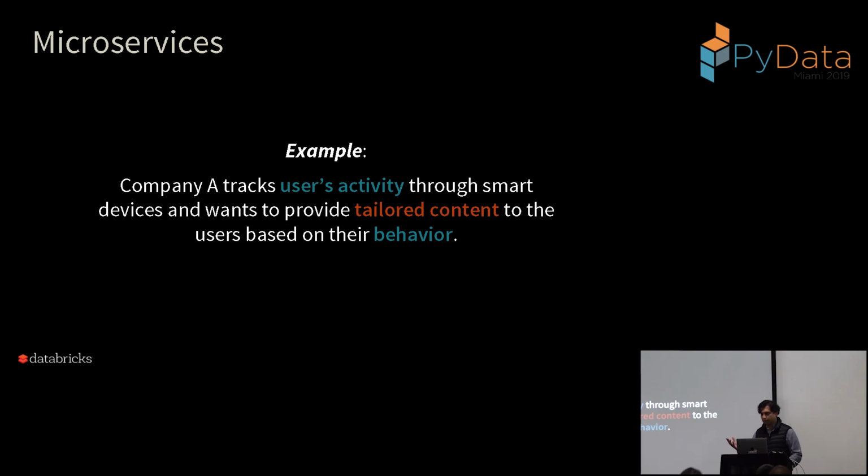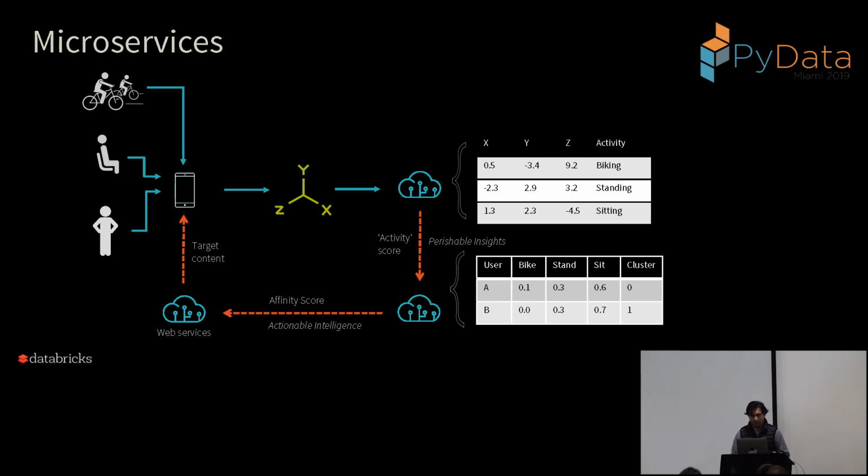So the example that I'll walk you through today is a typical IoT use case. Let's say you have a company A that tracks user activity through smart devices, and it wants to provide tailored content to the users based on their behavior. So the general architecture is going to look like this. You have physical activity of a human that gets tracked by a smartphone. It gets translated into axial data. And then I have a model that I talked about that I developed earlier. It's a classification model that basically will classify this axial data into activities.